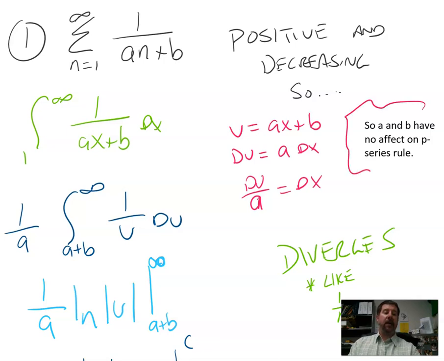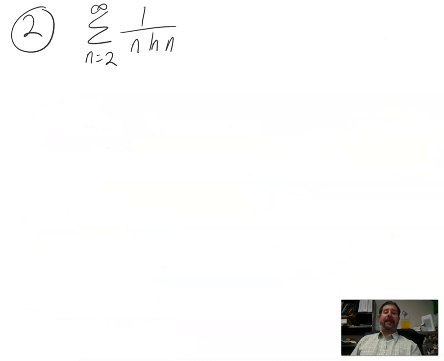So we can just sum up what I just said. a and b are going to have no effect on the p-series rule. Okay, you can have a number in front or add a number in the back, and you can still use your p-series rule. All right, here we go.